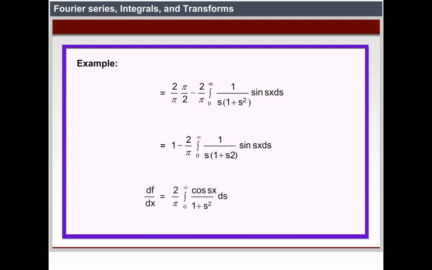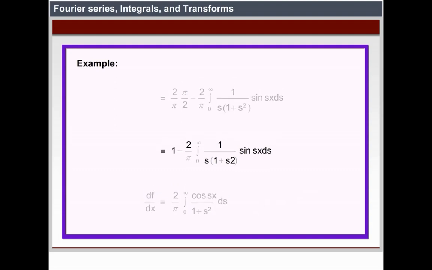df by dx equal to 2 by pi integral 0 to infinity cos sx by 1 plus s square into ds.